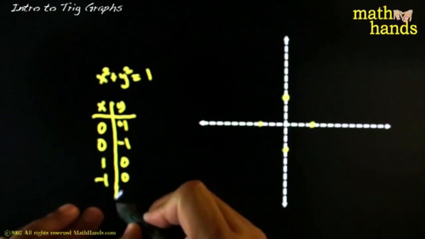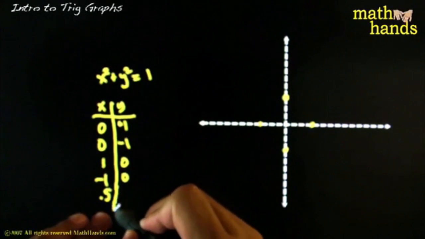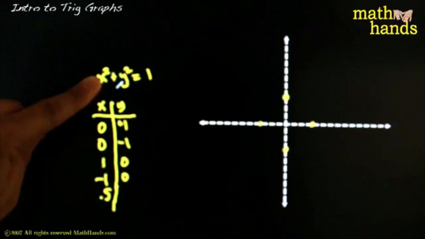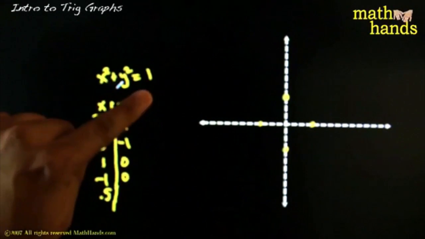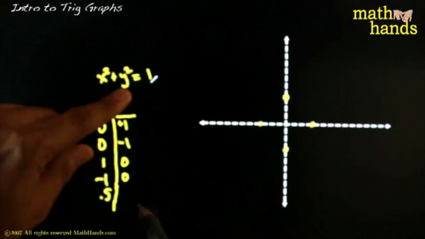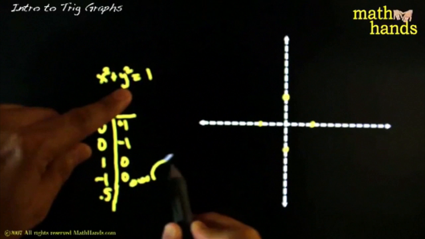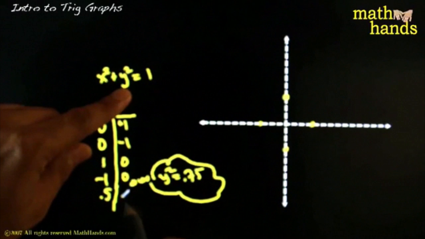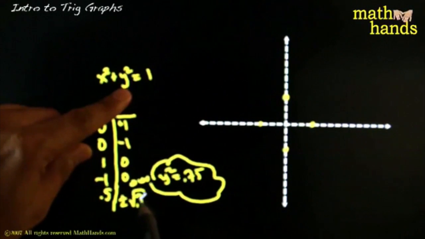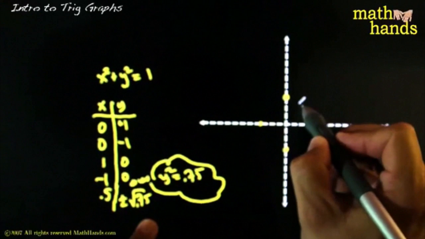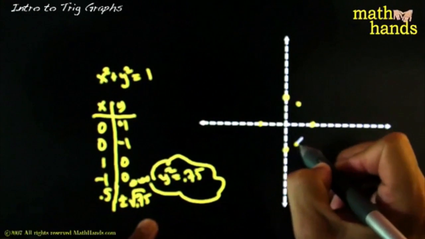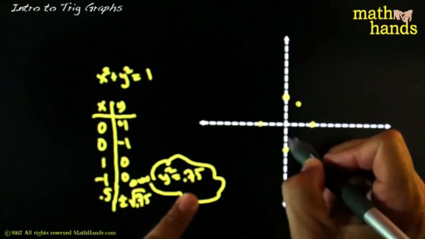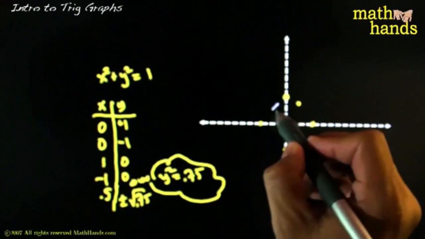And then you could try other points, for example, 0.5. If x is 0.5, that would give you 0.5 squared, which is 0.25. Subtract it from 1, and that gives you that y squared is equal to 0.75. So y is equal to plus or minus the square root of 0.75. You compute that and you get an approximate answer, a little less than 1. When x is 1/2, y is equal to the square root of 0.75 or negative the square root of 0.75. And so on and so forth.